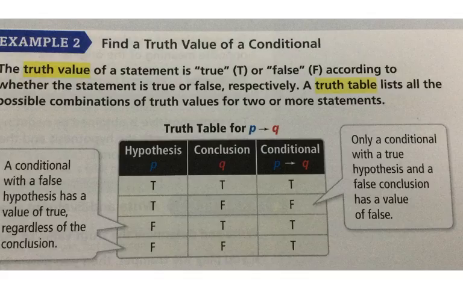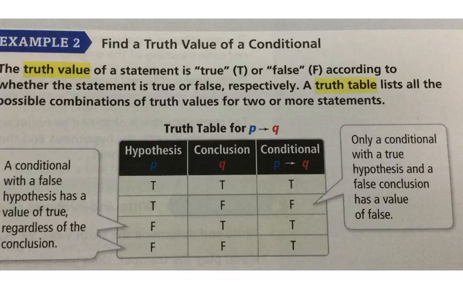So it says the truth value of a statement is true or false according to whether the statement is true or false, respectively. A truth table lists all possible combinations of the truth values for two or more statements. So this can get a little confusing to look at. But let's just take this last row out of it for a second. These two rows show all four possibilities.